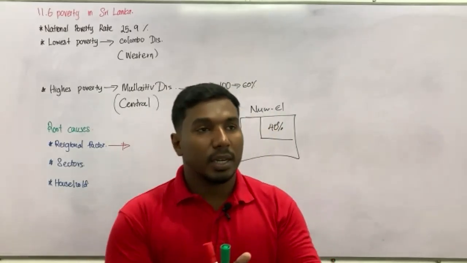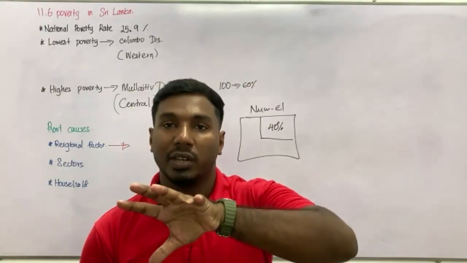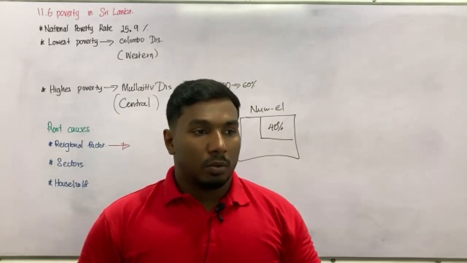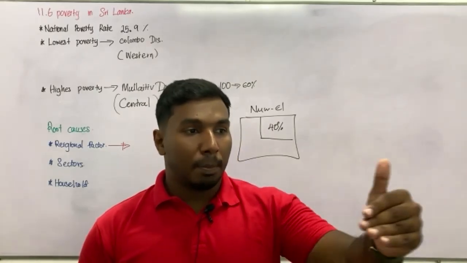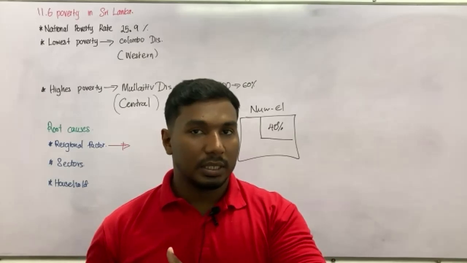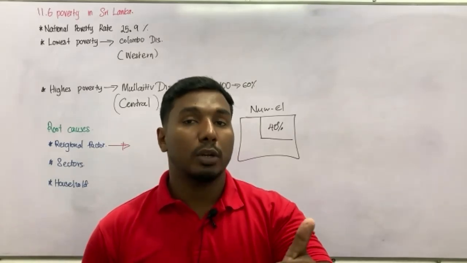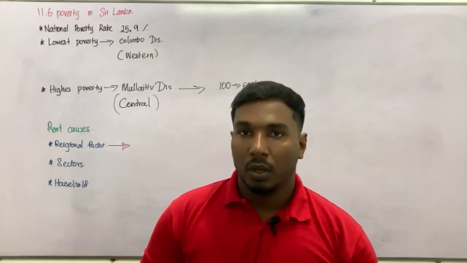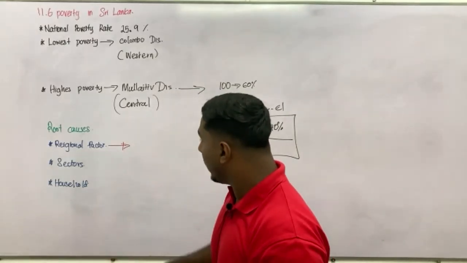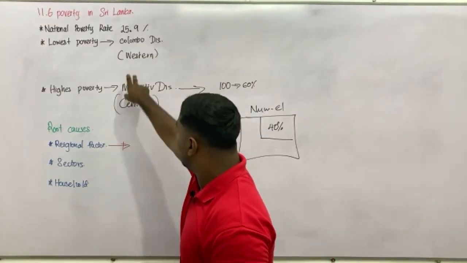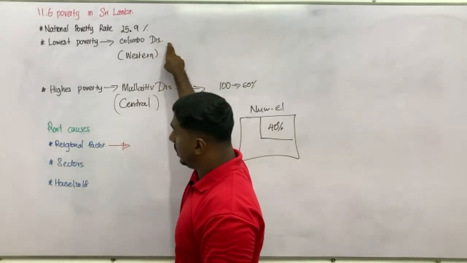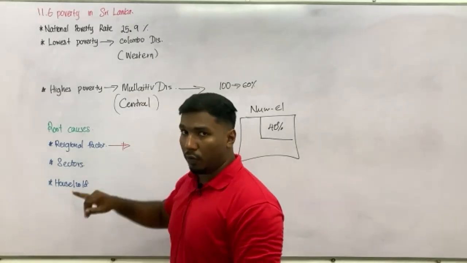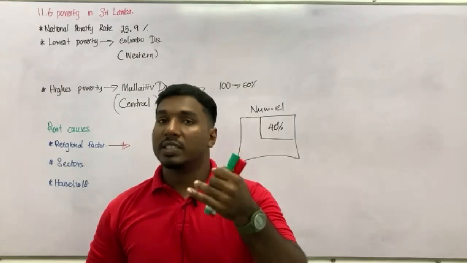Actually, I'm not discriminating, but the northern part of the country still has to be developed. Because Colombo gets most of the development, while other districts are getting only one or two steps. So that's the actual scenario. That's why, region-wise, Colombo district has the lowest poverty and Mullaitivu district has the highest poverty, because of the war first, and the floods and the landslides.